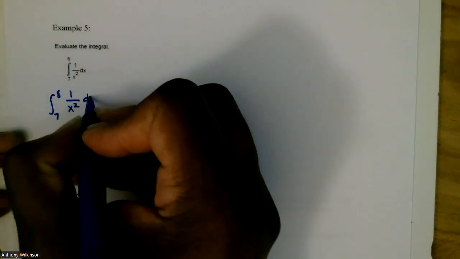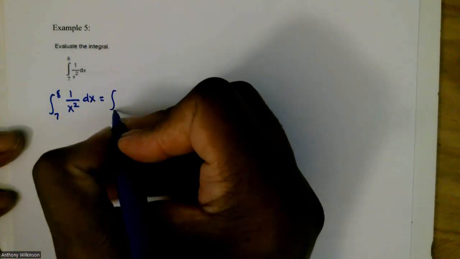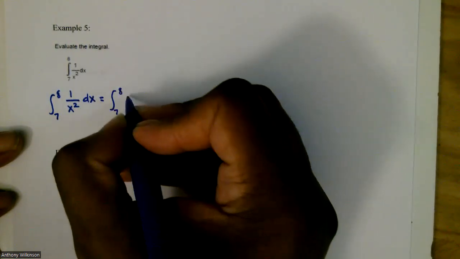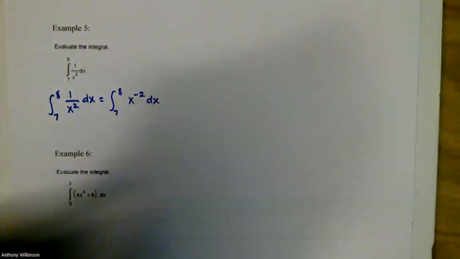Let's say we got the integral from 7 to 8 of 1 over x squared dx. Well, let's write 1 over x squared using negative exponents. So here we got the integral from 7 to 8 of x to the negative 2 dx.